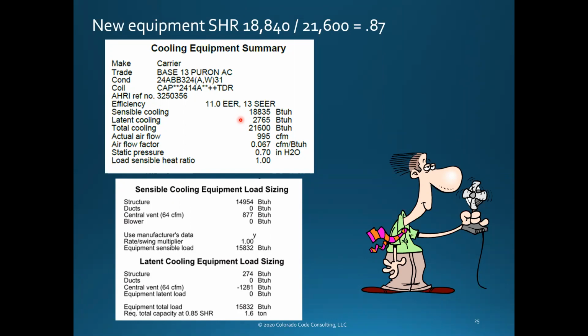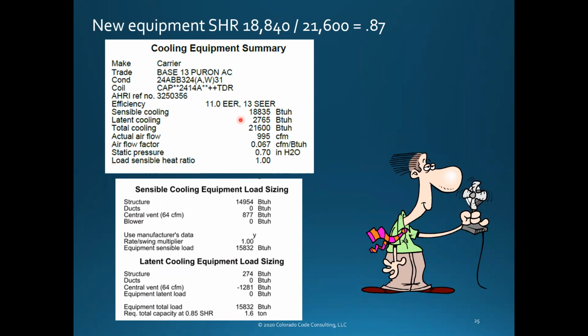Cool. We've got another question for you. If the smallest manufacturer's equipment is still oversized, does that indicate that the cooling strategy needs to be reevaluated using a different type of equipment? Well, that's an excellent question.